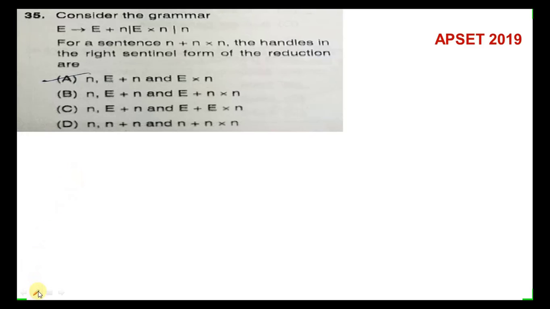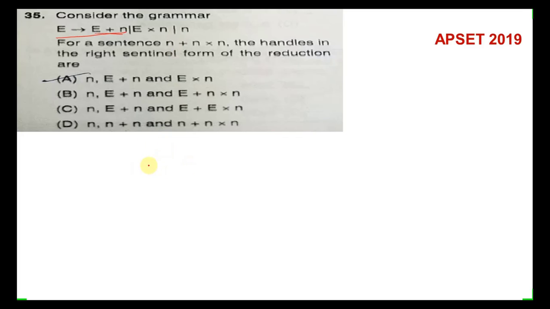Next one, question number 35. Consider the grammar. He has given the grammar, and in this grammar we have to find, for the statement n plus n into n, the handles in the right sentential form of the reduction. We have the production rules E tends E plus n, E tends E star n, E tends n. We have to find out what the handles are here.